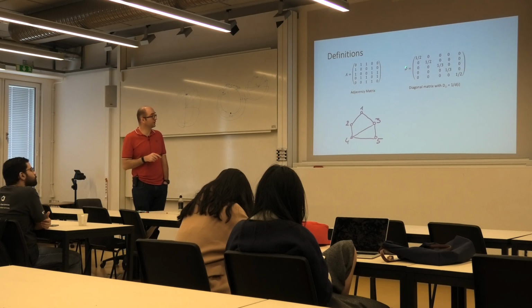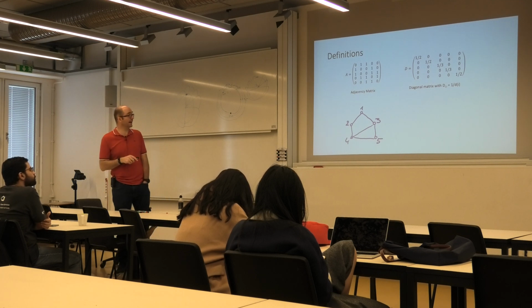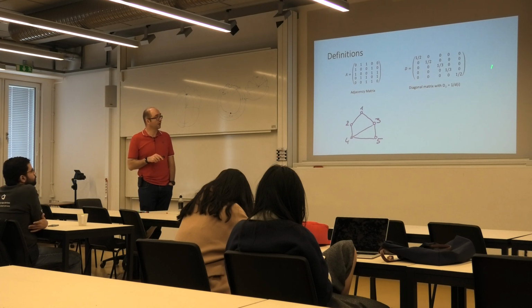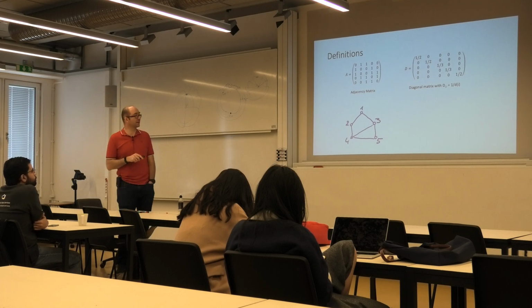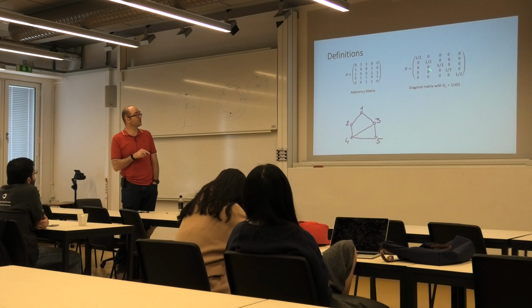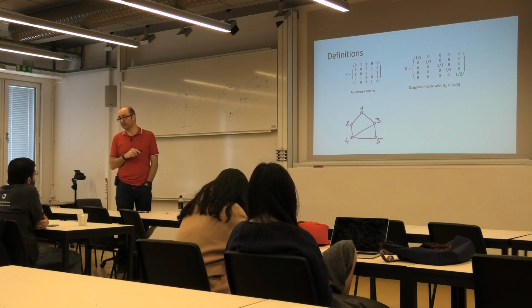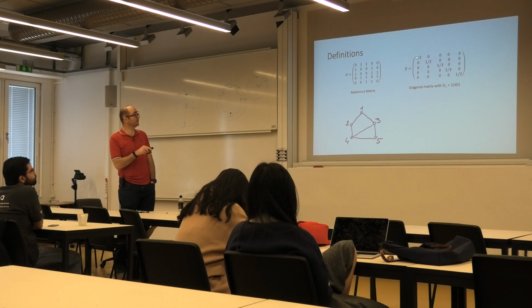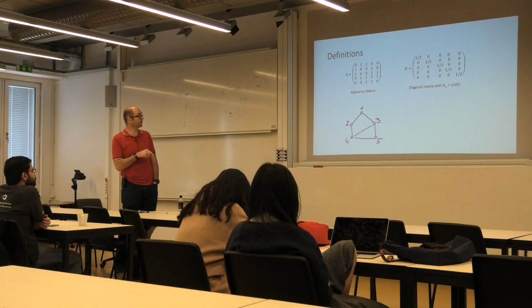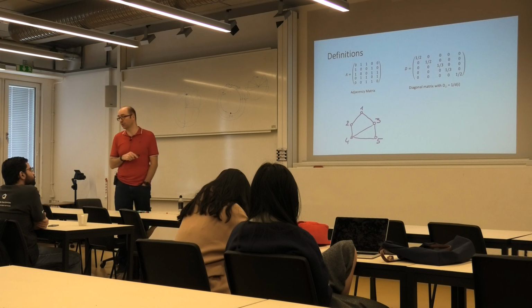Now we introduce a new matrix, which we'll call the diagonal matrix. And the name already implies that the diagonal matrix has everything 0 except on the diagonal. And the diagonal will have values that are 1 over the degree of that node. So for example, in our case, the first entry, 1,1, will be 1 over 2 because this guy had 2 links. And for example, the third and fourth nodes would have 1 over 3 because they had 3 links. So now we have 2 matrices.